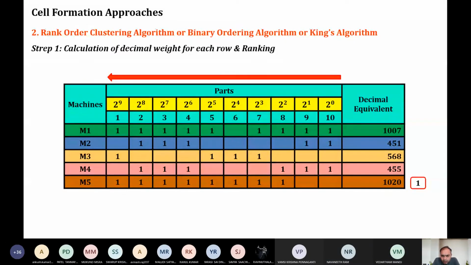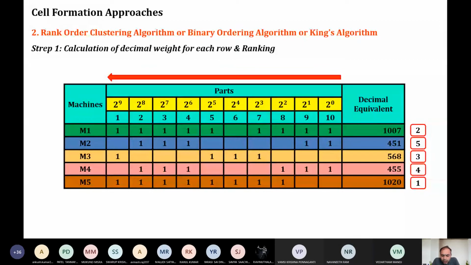What is the second highest? 1007. Next one? 568. Next? 455. Okay. Last is 450. So now after doing this, what do we have to do?